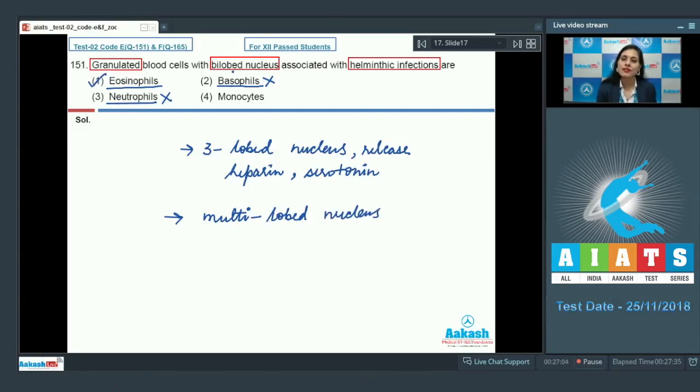Although all these 3 cells are granulated, based on characteristics of the nucleus as well as based on their functions also, these neutrophil cells are phagocytic in nature and have multi-lobed nucleus. So this cannot be a correct answer. Our last option is monocytes, and this is an incorrect option because monocytes are agranulated cells. So the correct answer for this question is option number 1. Let's discuss our next question.